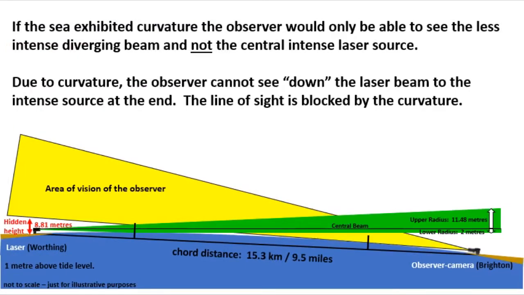If the sea exhibited curvature, the observer would only be able to see the less intense diverging beam and not the central intense laser source. Due to curvature, the observer cannot see down the laser beam to the intense source at the end. The line of sight is blocked by the curvature.